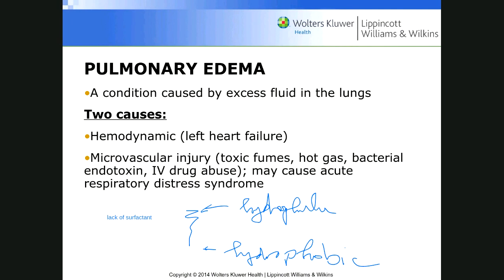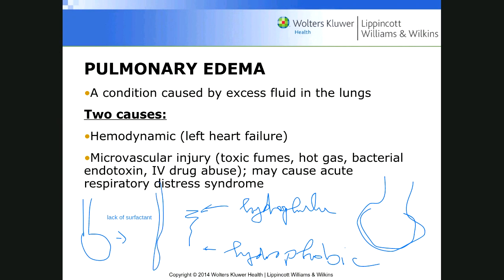So you have the inner lining, like the alveolus right here. Let's say this is an alveolus. If it's coated with surfactant, then it can inflate. But if there's no surfactant, once it's collapsed, it cannot open up again. Okay, so that's in children. We call it respiratory distress syndrome.